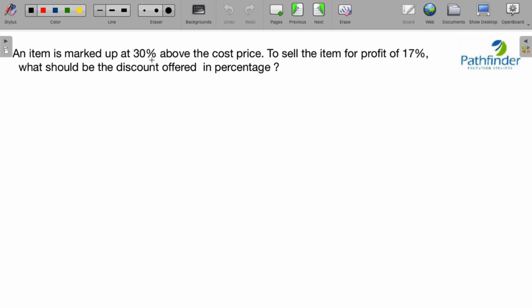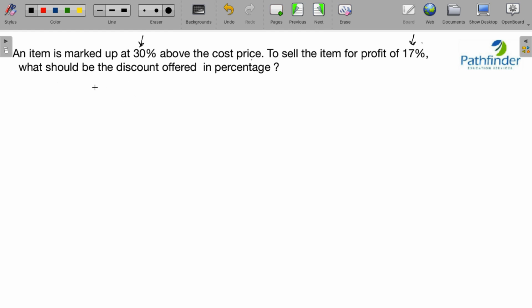An item is marked up at 30% above the cost price. To sell the item for a profit of 17%, what should be the discount offered in percentage? Now, in this question, everything is given in terms of percentages. So this figure is also in percentage. This figure is also in percentage. So at once, you should be in a position to understand that I can assume values in order to solve this question faster. So what should I do here?